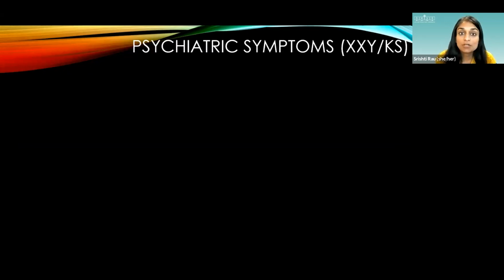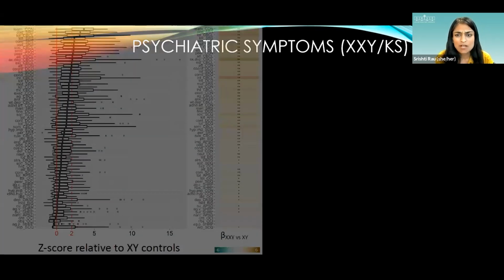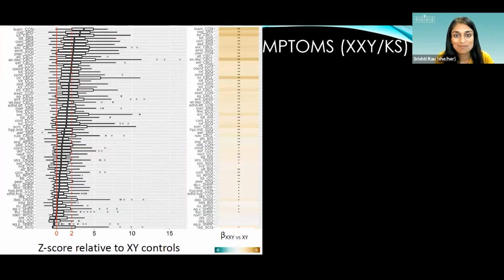These are the dimensional measures, so we're going to look at psychiatric symptoms in Klinefelter's first. I'm going to take a moment to explain this graph that looks really complicated, but I promise it's not as complicated as it looks. Along this left column are those 66 dimensional scales, ranked from least different from the XY male control group to the most different, meaning the scales that are least impacted in Klinefelter's to most impacted. And this bar over here represents effect sizes.